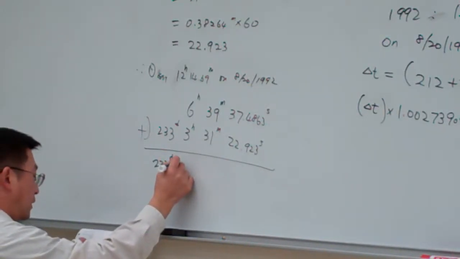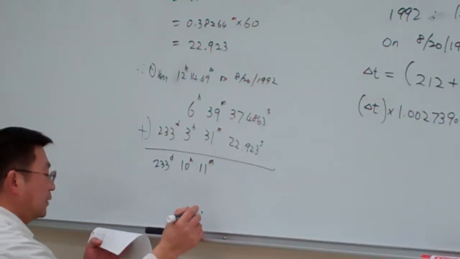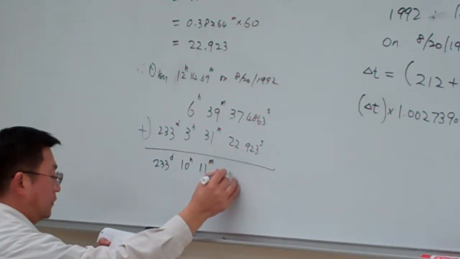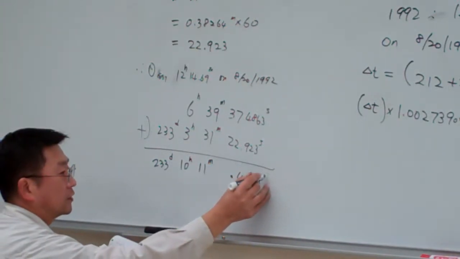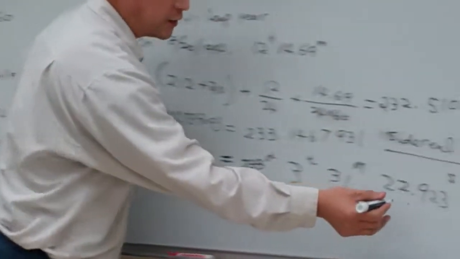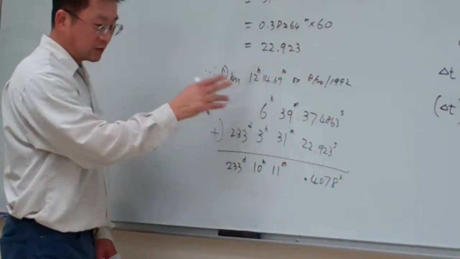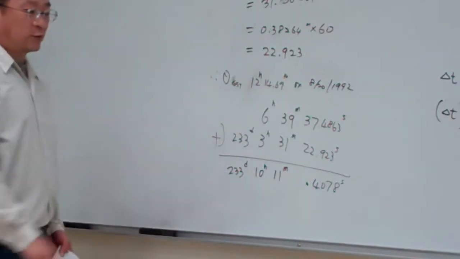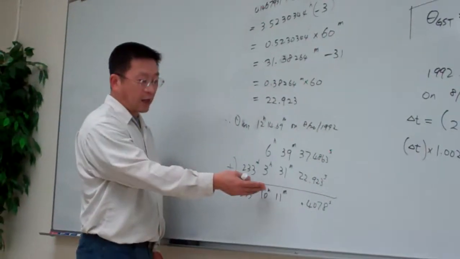233 days and 10 hours, 11 minutes. And then this one will be 4078. Sorry, and this is my answer. My answer has a little discrepancy here. So whatever the numbers are, here is my answer. So you simply add it up, okay? So for this one, this is the sidereal day. And right now, the sidereal day, we have converted into days, hours, minutes.